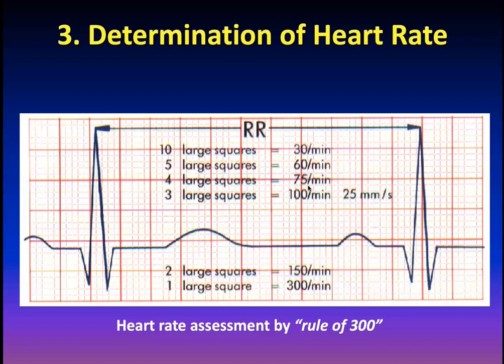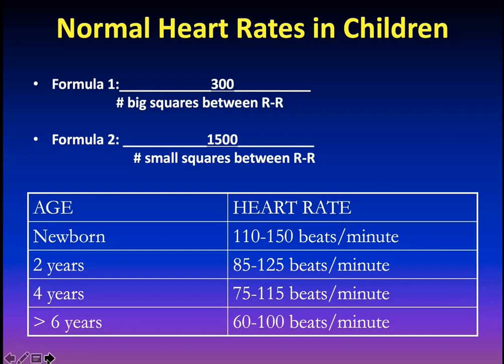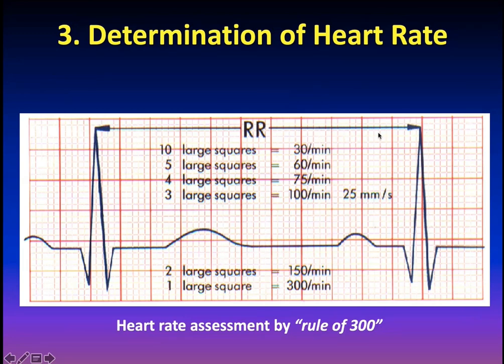However, in pediatrics, different age groups have different heart rates. That's why we compute, no? We compute for the heart rate. So these are the normal values, and how we compute it. There are two formulas, but I usually use the number two formula. So I count all the small squares and divide it into 1,500. I'll give examples later after the lecture.